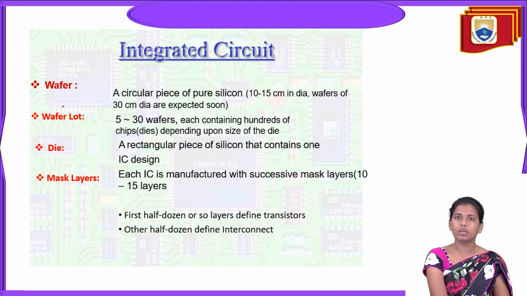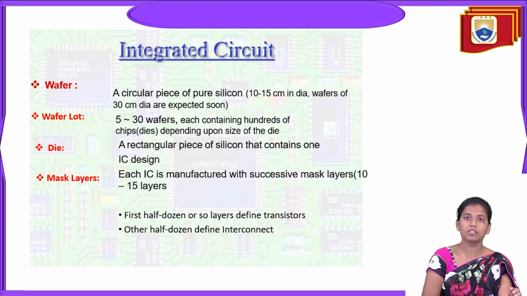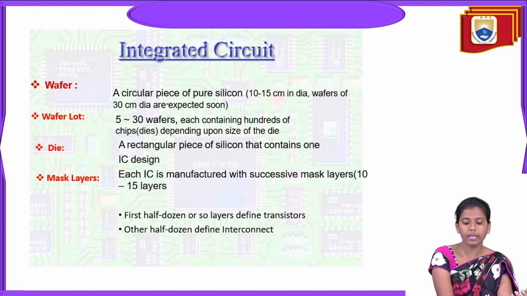So here, wafer: what is a wafer? In order to construct each and every circuit, the circuit consists of many things, right? Many semiconductor devices. With the help of semiconductor devices and insulators, only with the help of all these things can we construct a proper structure or circuit, right? So the wafer plays a vital role. It is a circular piece of pure silicon, 10 to 15 centimeters in diameter. Wafers of 30 centimeters diameter are expected soon.